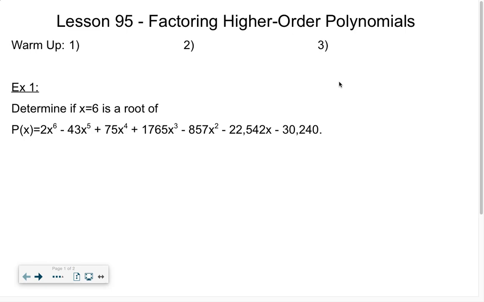What type of polynomials does synthetic division work for? Can we use it for quadratics? Sure. Can we use it for cubics? Yes. Quartics? Yes. Quintics? Yes. Degree of 6? Yes. The point I'm trying to make is you can use synthetic division no matter how big your polynomial is.